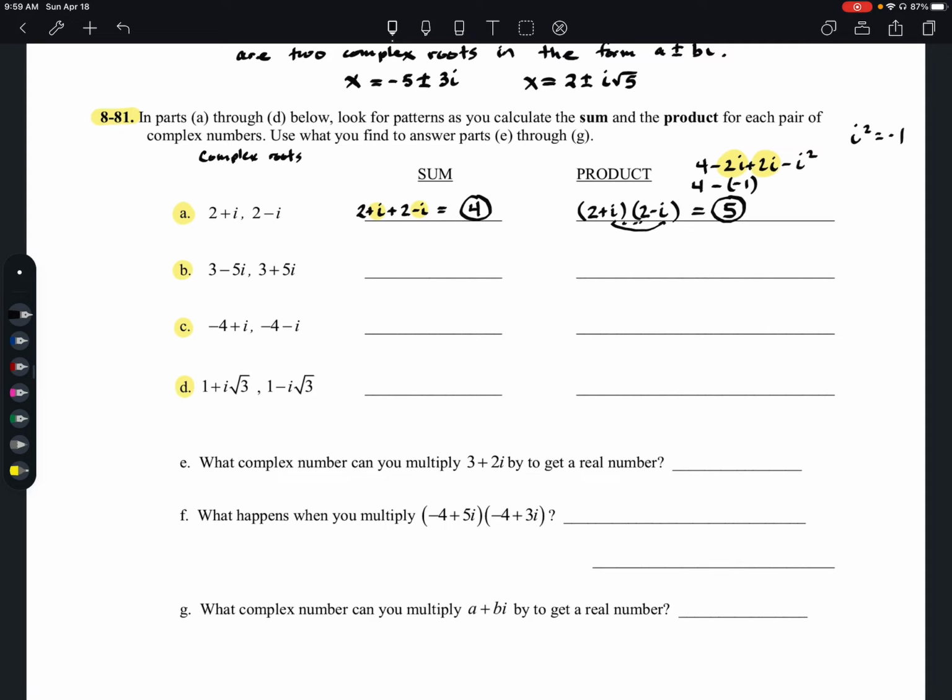Hopefully you understand what it's asking you to do now, and you should pause the video and try to work through these. I'll go back through them real quick just to make sure that everybody's good with the process in case you made a mistake.